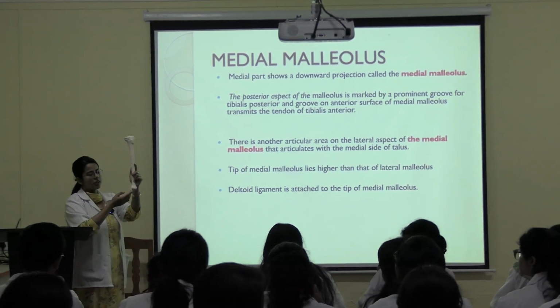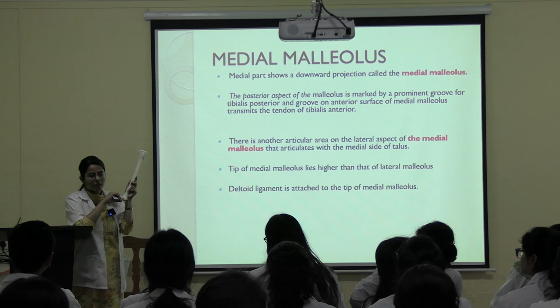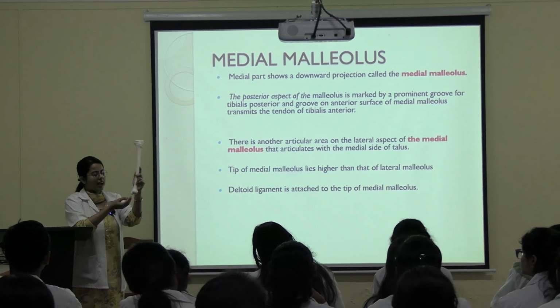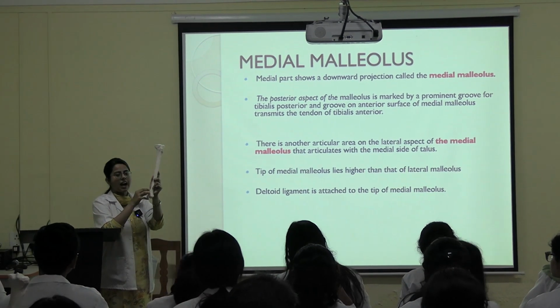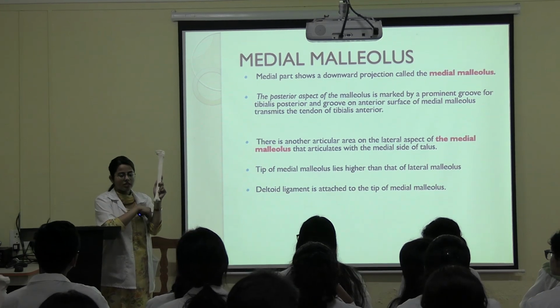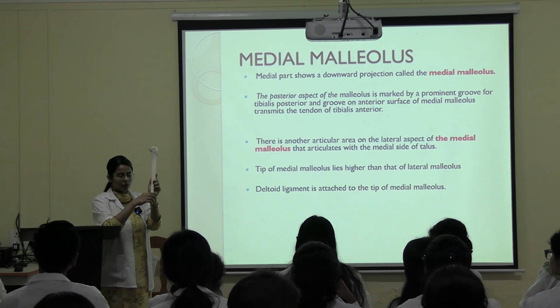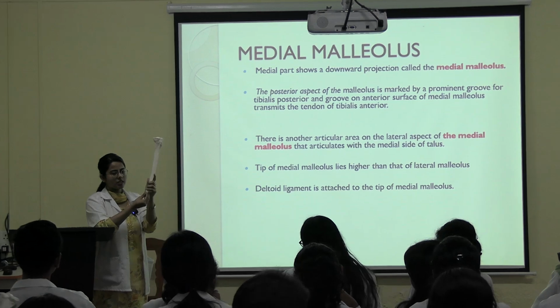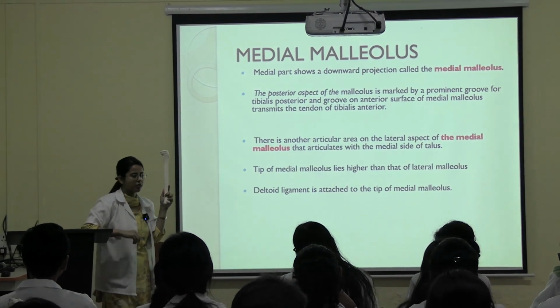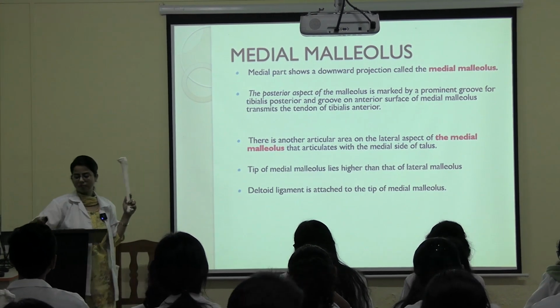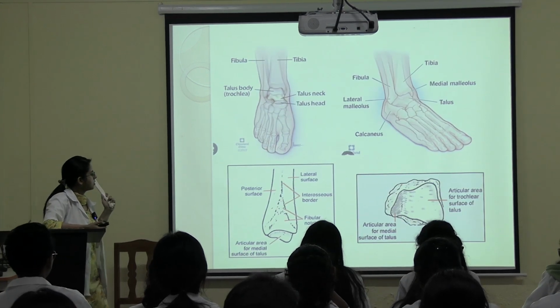The tip of the medial malleolus will have the deltoid ligament. I will show you the deltoid ligament. It is present a little bit higher than the lateral malleolus. Lateral malleolus is in the fibula. So the tip of the medial malleolus is a little bit higher than the lateral malleolus.